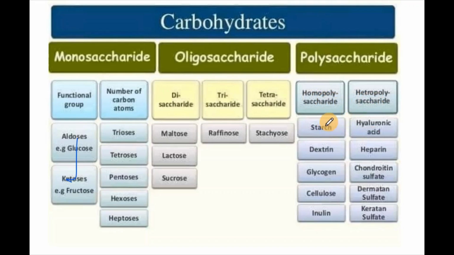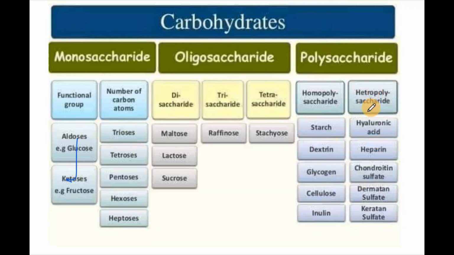The homopolysaccharides are made of 1 and only 1 monomer unit. You can have starch, dextrins, glycogen, cellulose, and inulin. So all these sugars are what we call homopolysaccharides because they are just made of 1 and only 1 monomer unit. The next one is heteropolysaccharides.